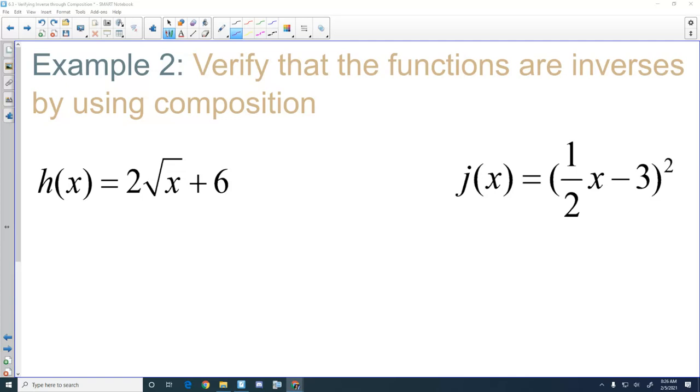So the h of j of x. All of the j function is inside there, which is right. So you wrote that correctly. And right off the bat, it's the square root of something squared, so those could cancel out first. So go from that point.